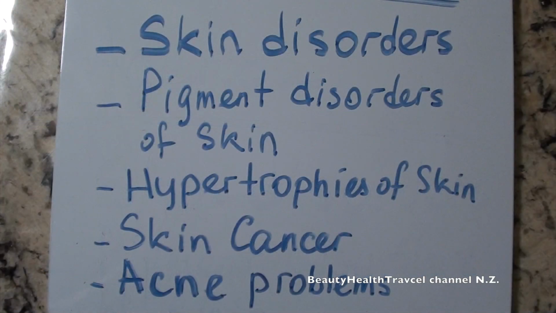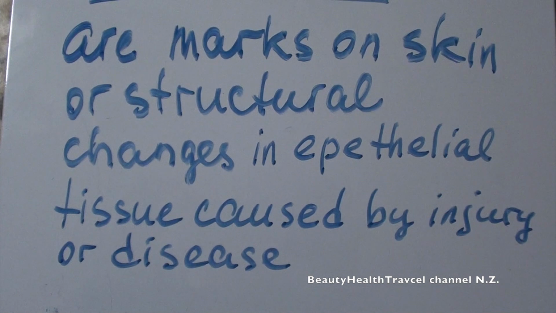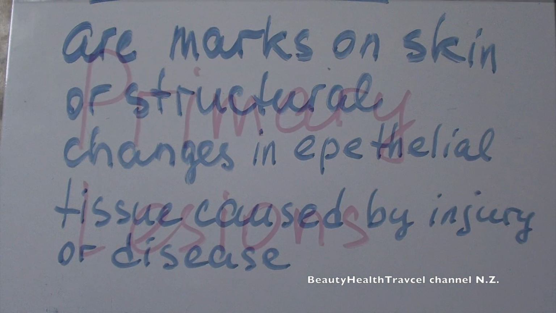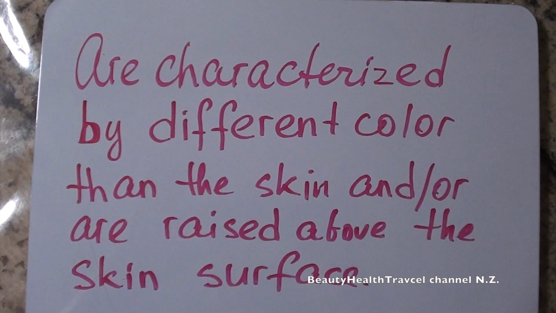Agenda: skin disorders, pigment disorders of skin, hypertrophies of skin, cancer, acne problems. Lesions of the skin are markers on skin or structural changes in epithelial tissue caused by injury or disease. Primary lesions are characterized by a different color than the skin and/or are raised above the skin surface.